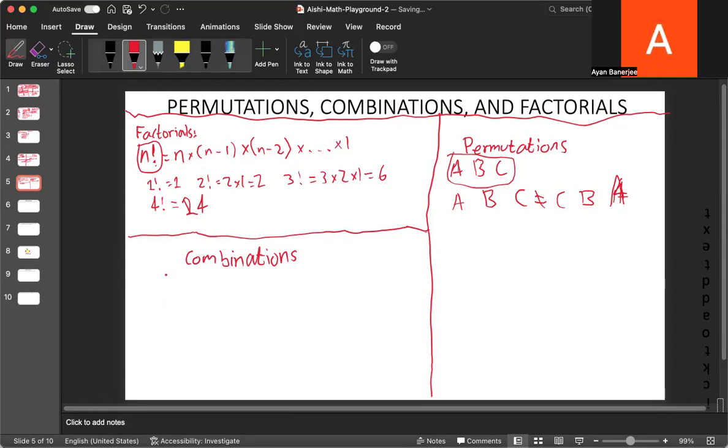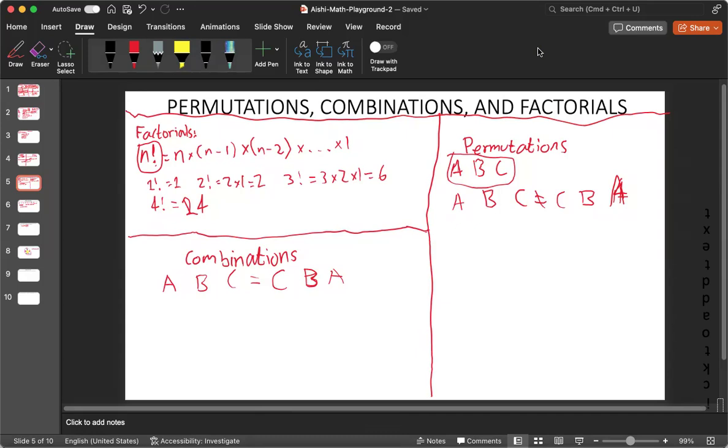But here in combinations, picking pencil A first, then pencil B, and then lastly pencil C would be the same as picking pencil C first, and then B and A. In combinations, you find how many groups you can make, not how many ways you can order the objects, how many groups you can make with the objects that you have. So there are some formulas for permutations and combinations, but we won't be going into any of that for now. We'll just be dealing with equations, no memorizing stuff.